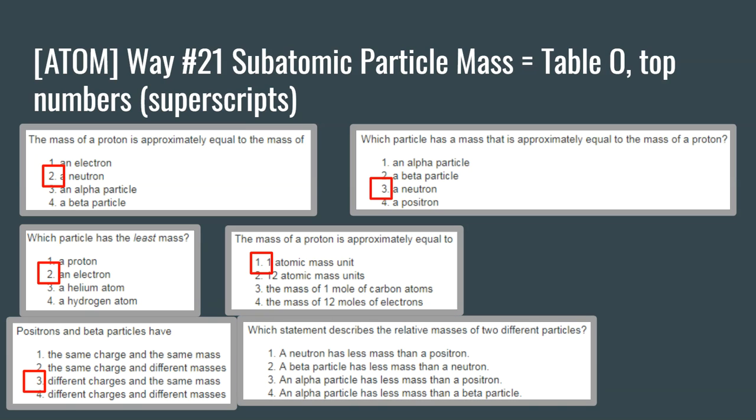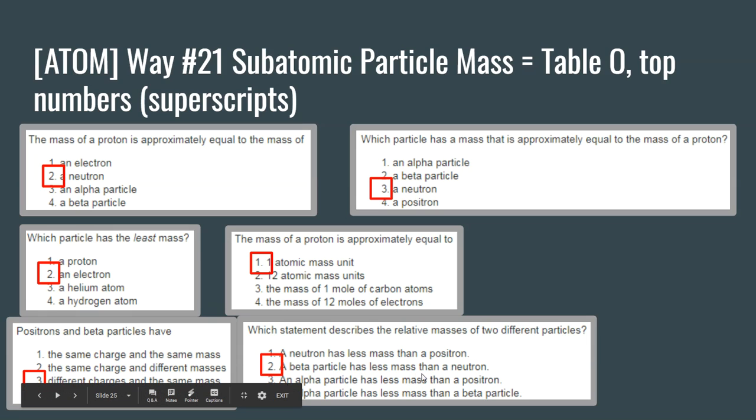Which statement describes the relative masses of two different particles? Looking at these particles on Table O reveals that a beta particle has less mass than a neutron. A beta particle has a mass of 0, whereas a neutron has a mass of 1. Therefore, that's the only correct statement.